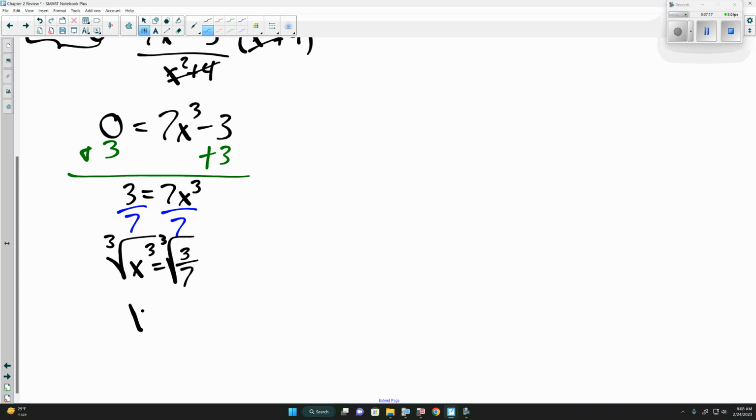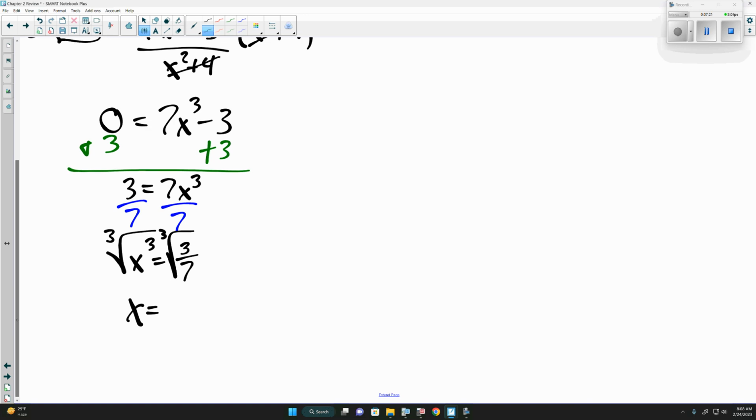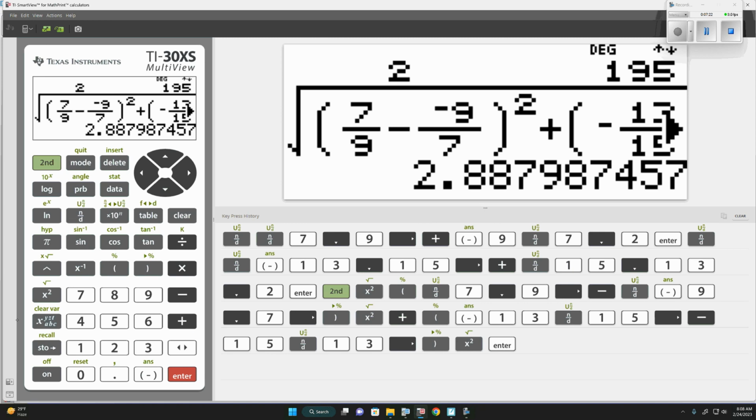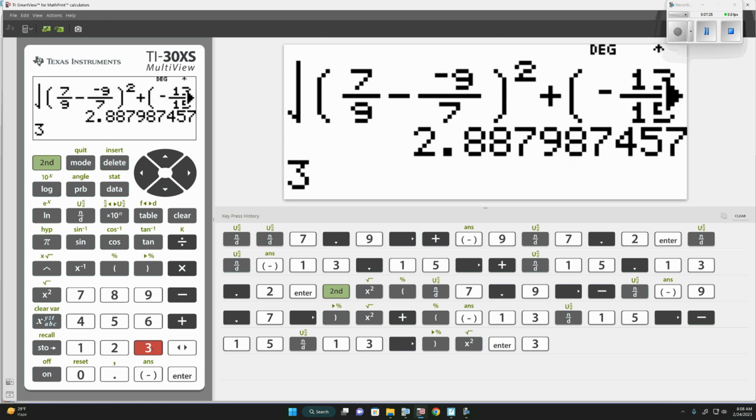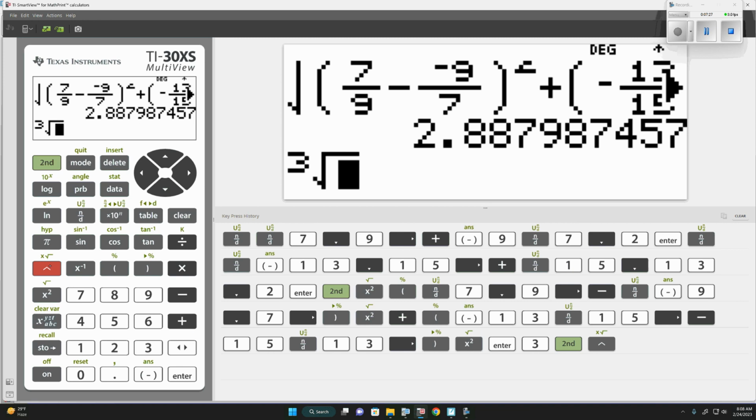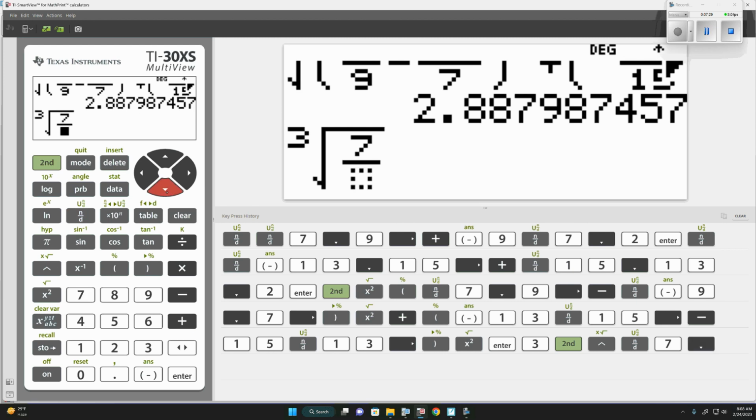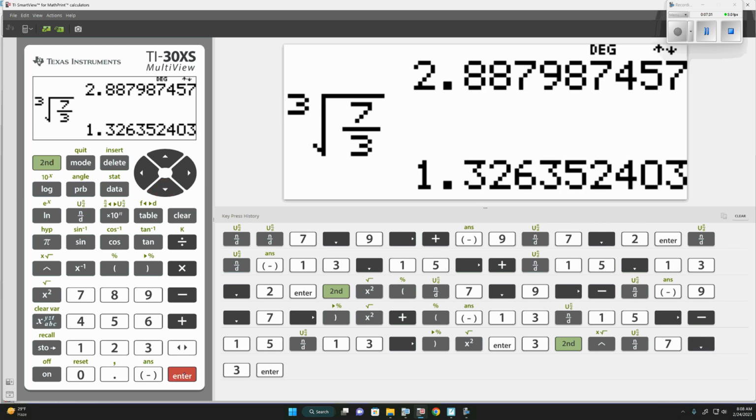Cubed root both sides. This is not a nice number. The cubed root of 3/7 is 1.33, approximately.